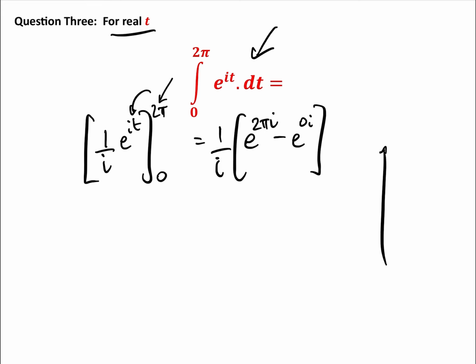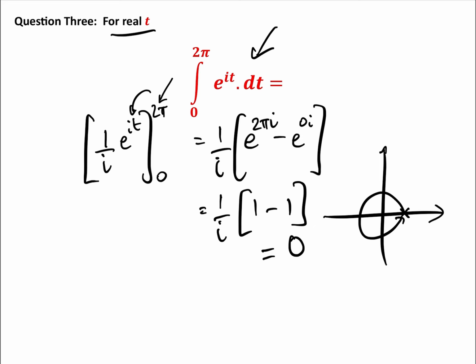Now if we have a quick look again at our Argand diagram here, e to the 2 pi i, well, 2 pi is going all the way around there, and e to the 0 i is also 1, so they're actually the same. They're both equal to 1, which is 1 over i times 1 minus 1, which equals 0, and that is the answer to question 3.